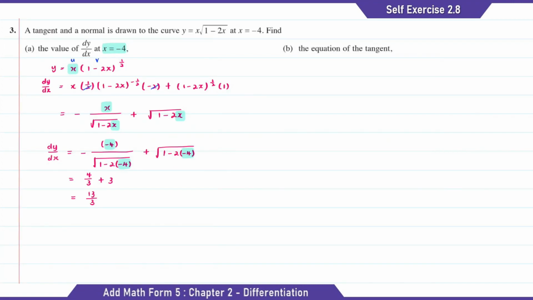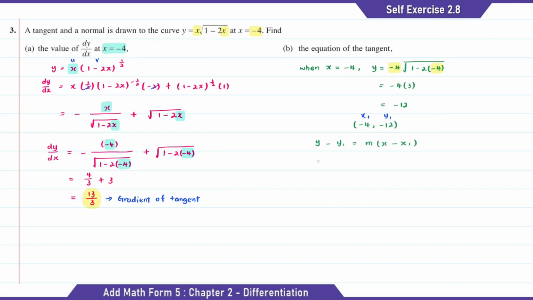Question B. Find the equation of the tangent. Here, the value 13 over 3 will be the gradient of the tangent at x equal to negative 4. To find the y coordinate of the point, substitute x equal to negative 4 into the equation of the curve. This is equal to negative 4 times 3, which is negative 12. Then the coordinates will be (negative 4, negative 12). So let this coordinate be x1, y1. Then the equation of the tangent will be y minus negative 12 equal to 13 over 3, x minus negative 4. This is equal to y plus 12 equal to 13 over 3, x plus 4. Then y equal to 13 over 3 x plus 52 over 3 minus 12.